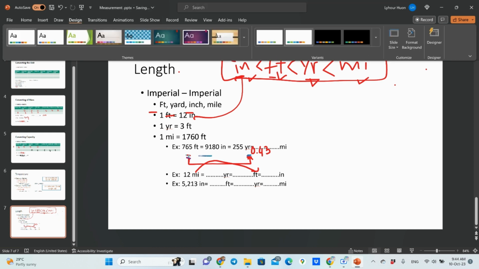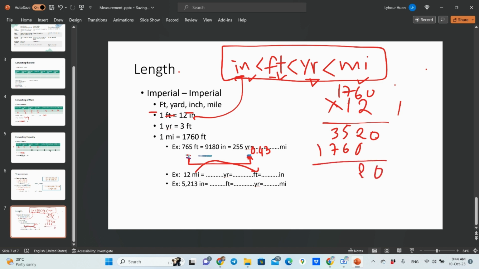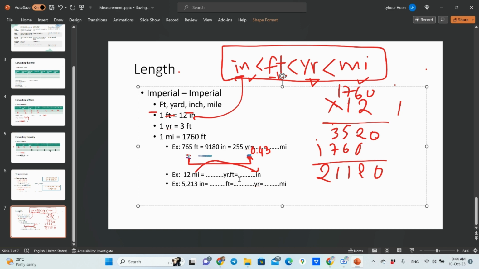So we will multiply 12 by 1,760. So multiply, we get, okay, 2 times 6 is 12, and so on. I got it right. Okay, so it's 21,120. 21,120 fits.